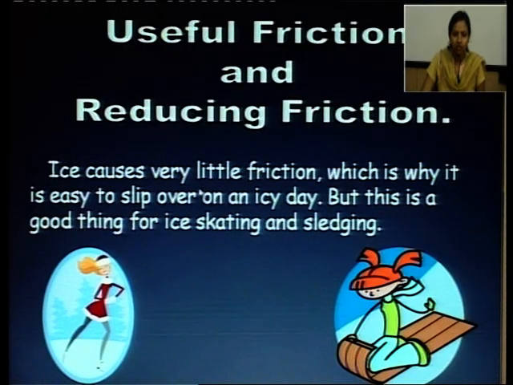Ice causes very little friction because it is very smooth, which is why it is easy to slip on an icy day. But this is a good thing for ice skating and sledging, because they require less friction when we want to move on the ice.